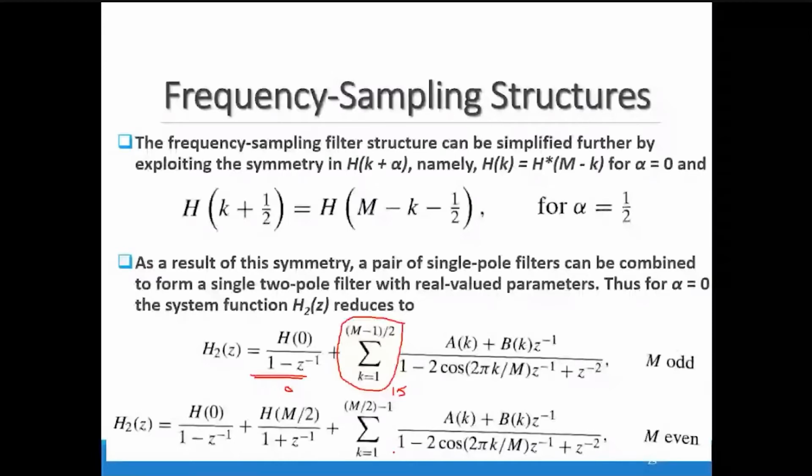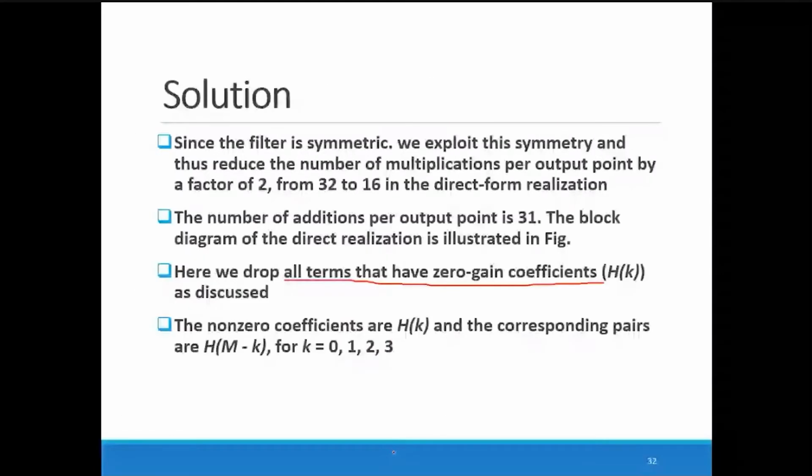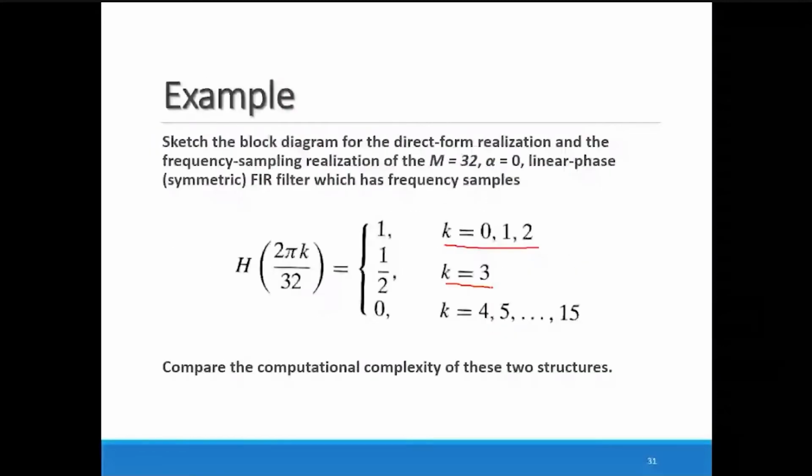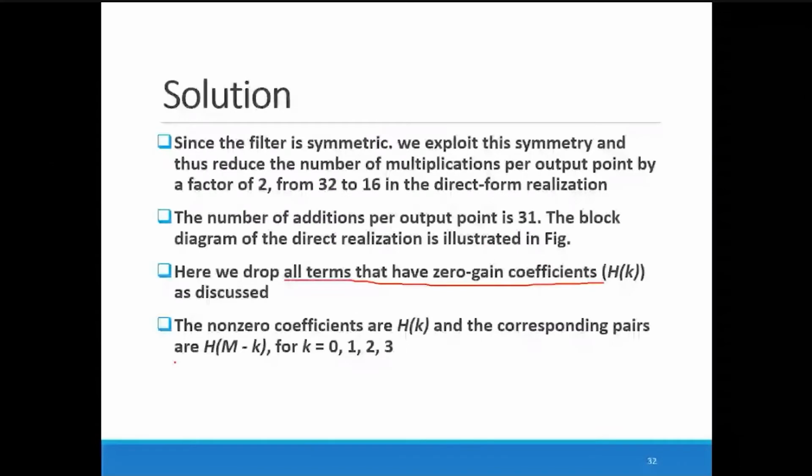Okay, so let me continue with the example. Here, as we have seen in this equation, the non-zero coefficients h(k) are for k equal to 0, 1, 2 and k equal to 3 only. When k is equal to 0, 1, 2 and 3, you are getting these non-zero values. And for k equal to 4 to 15, you have zero values. So whatever is mentioned, h(m minus k) is equal to 0, is shown over here.